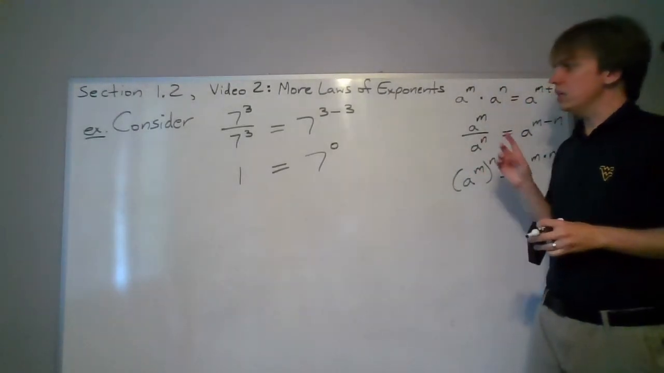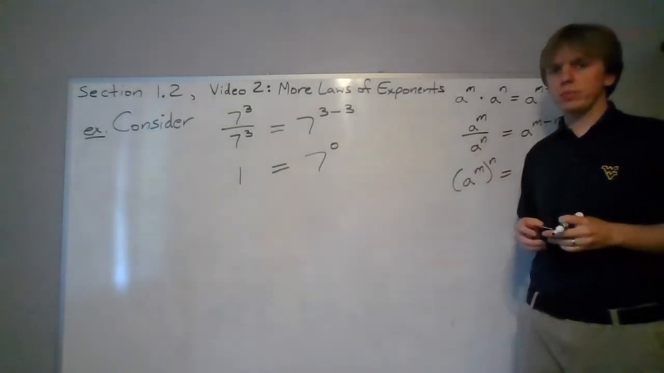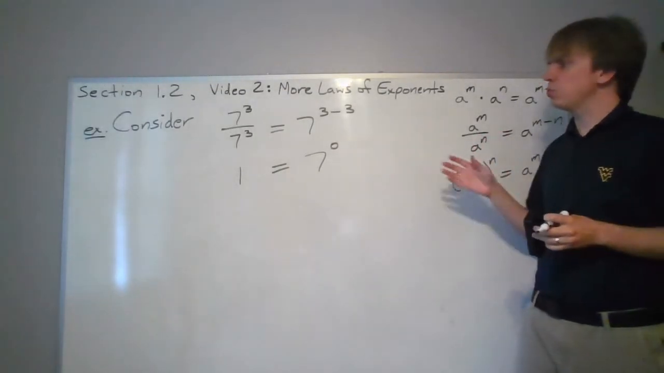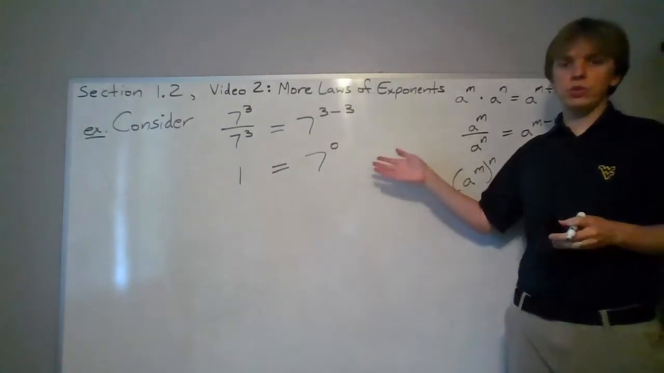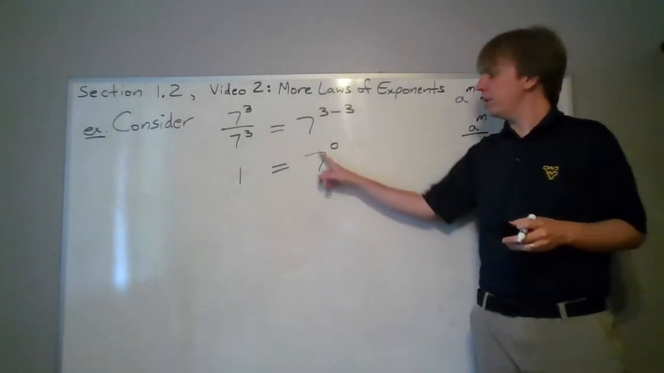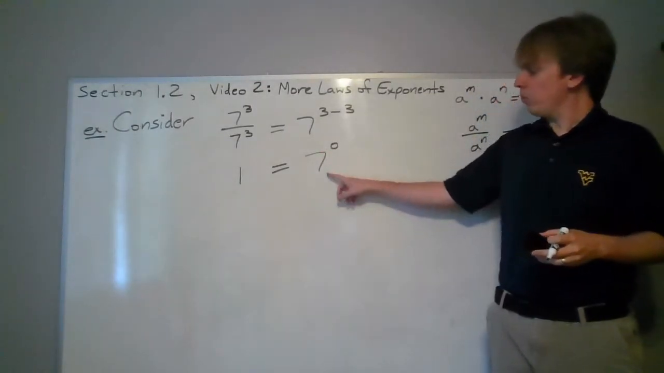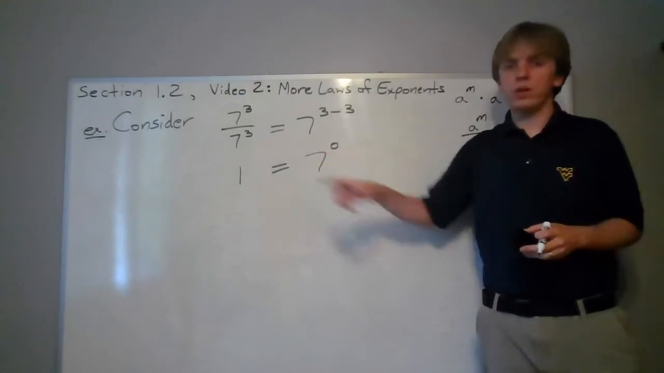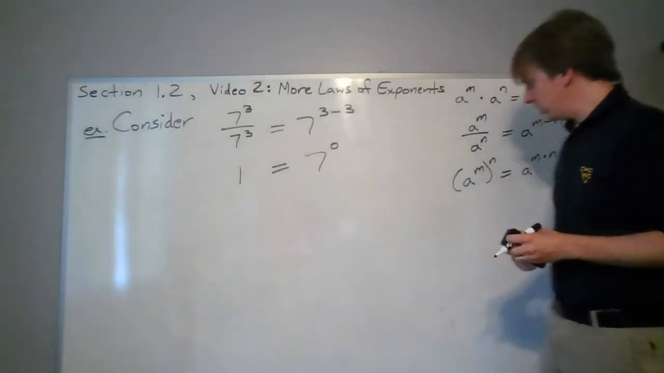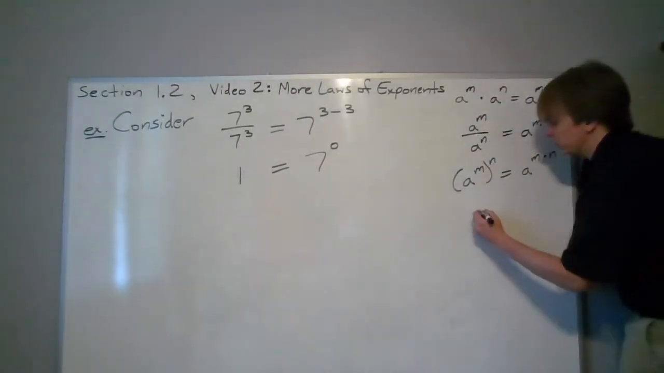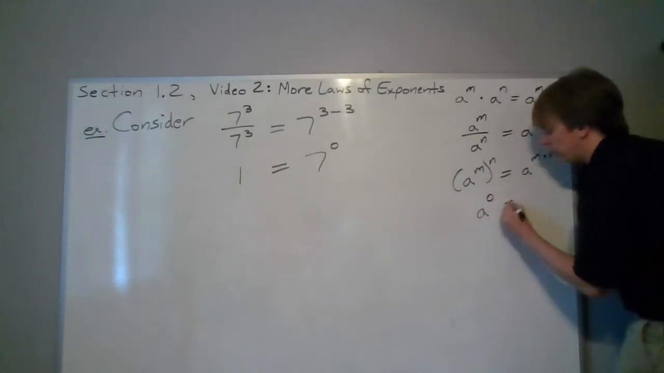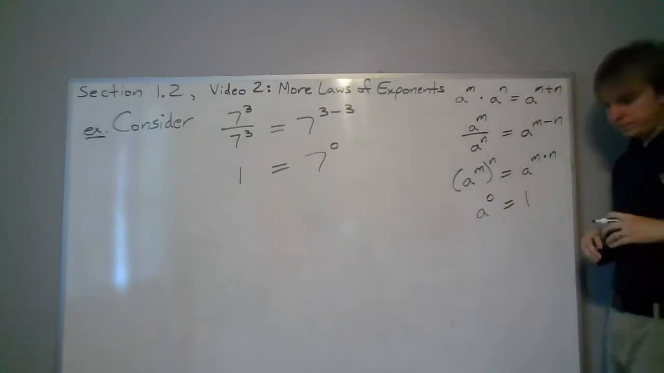And you'll notice there was nothing really special about 7 in this problem. I could have used 12, or I could have used 32. Any number as the base here, I still would have gotten that when you raise it to the 0 power, you end up with an answer of 1. So that's our next rule of exponents. Anything to the 0 power spits out 1.